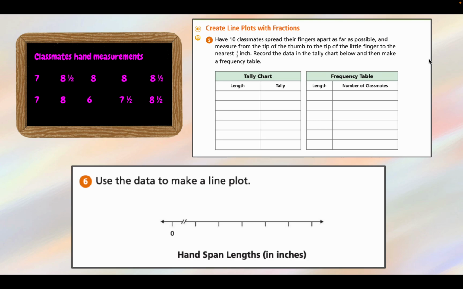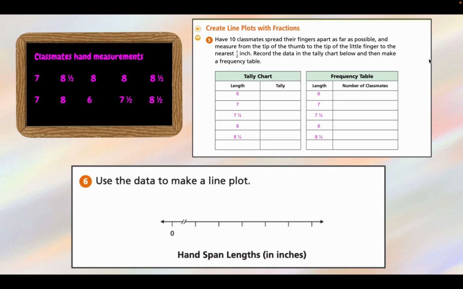You're going to put that information on your worksheet in the tally chart, in the frequency table, and then eventually onto the line plot. So I'm going to walk you through a little bit of it, and then some of it you'll have to do on your own, so pay attention. First of all, I want you to write in all the lengths.